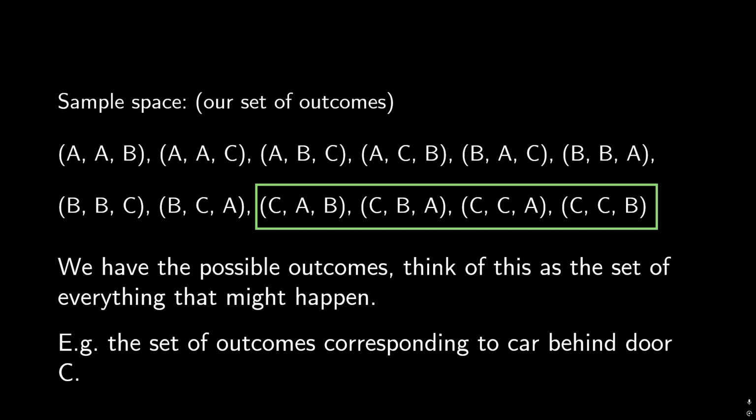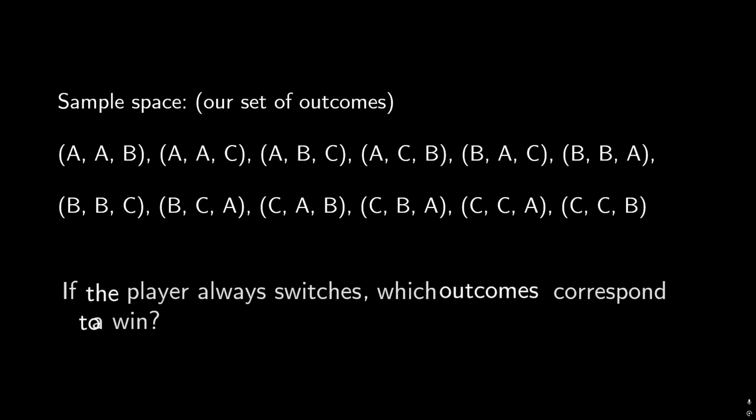So this is how you should look at the sample space. We want to ask ourselves, if the player decides to always switch, which outcomes correspond to a win? Think of it this way: we're going to play the game, and after the host reveals which door has a goat and asks us if we want to switch, we're always going to say yes.